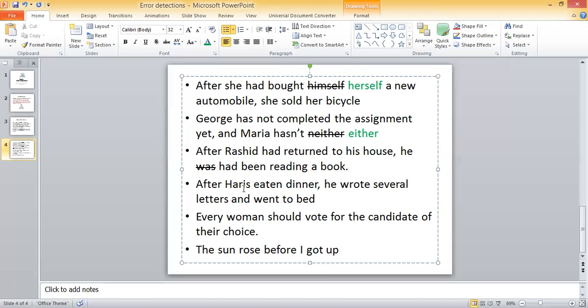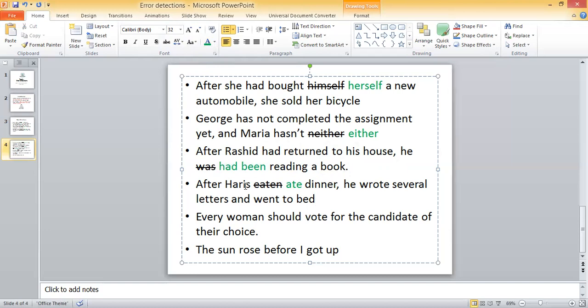So after, you always use the first form. Like after Haris ate dinner, for example, because there is "wrote", you cannot write "eat", all right? He wrote several letters and went to bed because the whole sentence is in the past. So the correct sentence will be: after Haris ate dinner, he wrote several letters and went to bed.